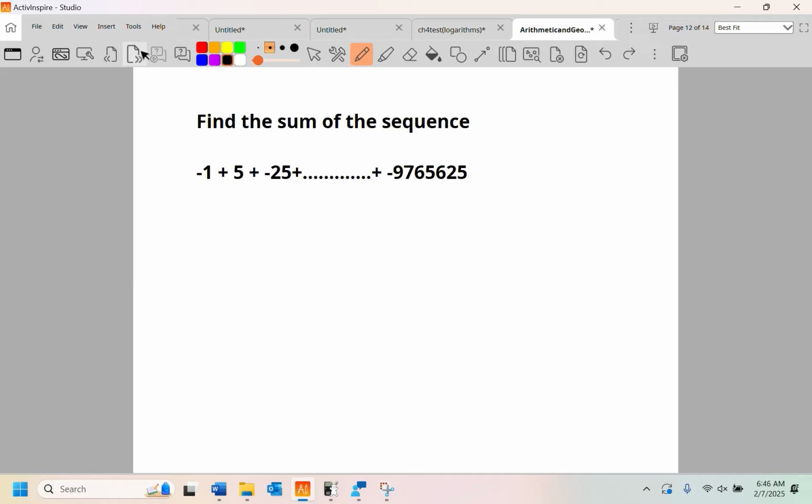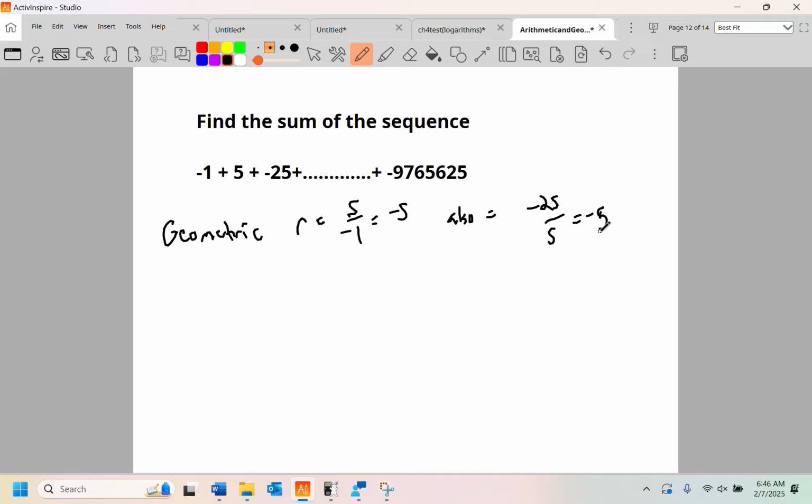All right, find the sum of the sequence. So your first task is, what is this thing? This thing is geometric. The ratio would be 5 over -1, which is -5. And to double check it, it also has to equal -25 over 5, which is still -5. You are constantly multiplying by -5.